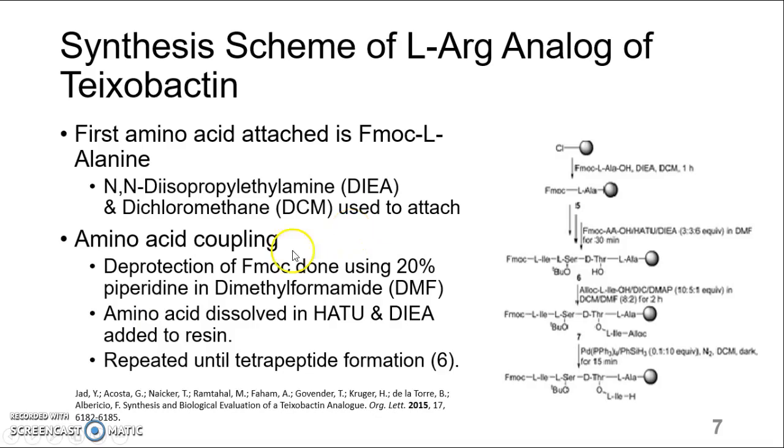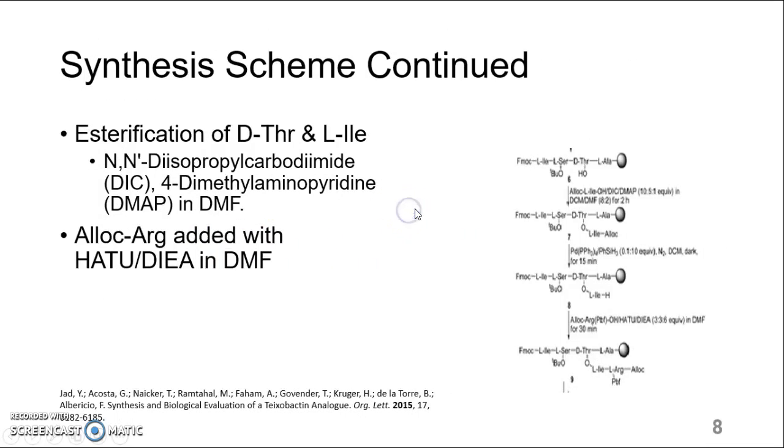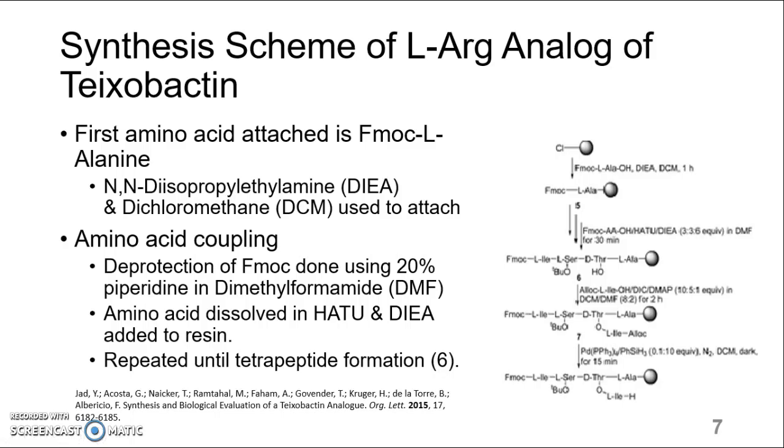So that's a requirement. And from here, we need to attach other amino acids, and it's done by deprotecting the FMOC group using 20% piperidine in dimethylformamide. So after the deprotection of the FMOC group, the amino acid that is being added is dissolved in HATU and N,N-diisopropylethylamine, and is then added to the resin. And this is repeated until the tetrapeptide formation right here.